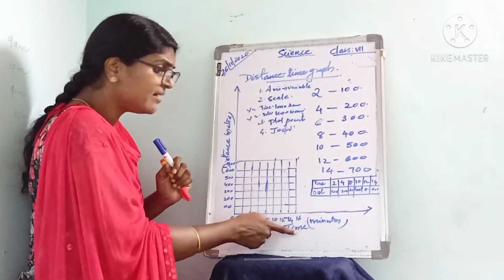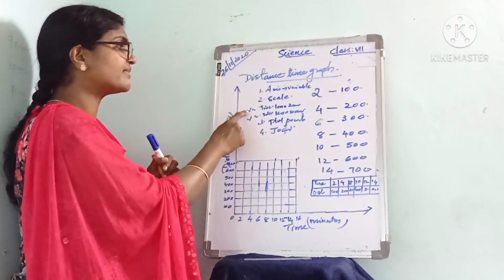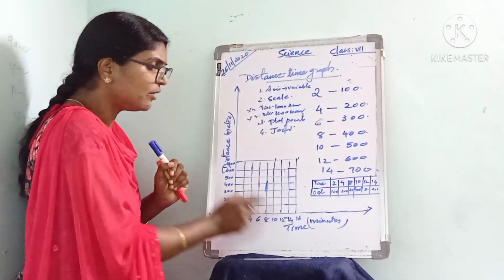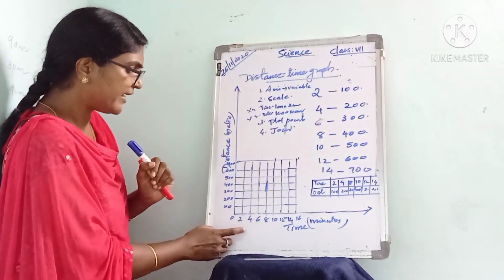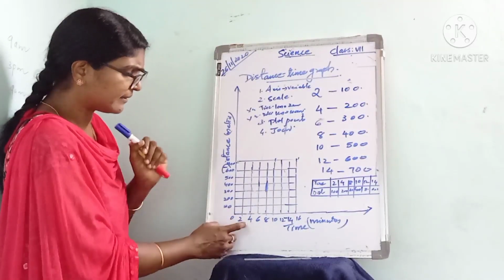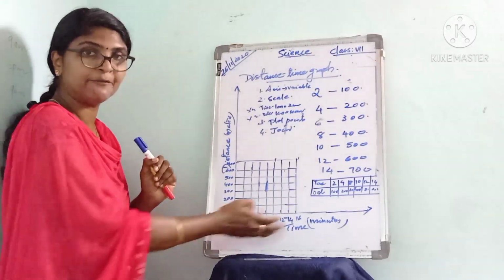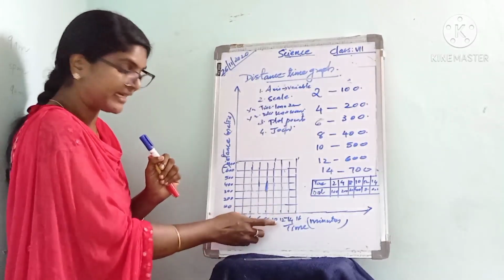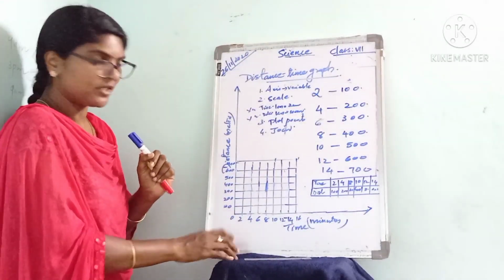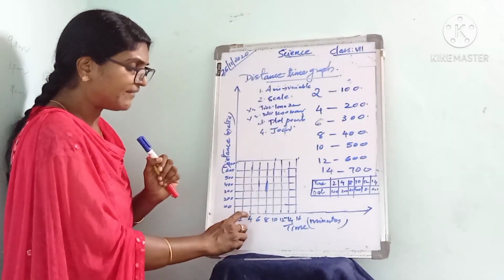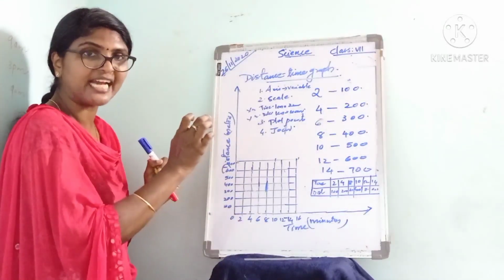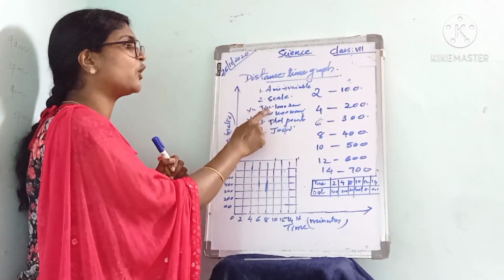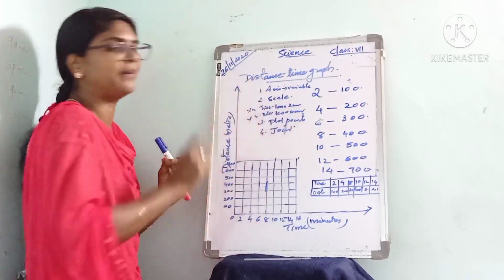On the x-axis, time is represented. So on the x-axis, 1 centimeter is equal to 2 minutes. Here, each time interval differs by 2 minutes: 2, 4, 6, 8, 10, like that. So the difference is 2 minutes. Each square of length 1 centimeter represents 2 minutes. So x-axis: time, 1 centimeter equals 2 minutes.